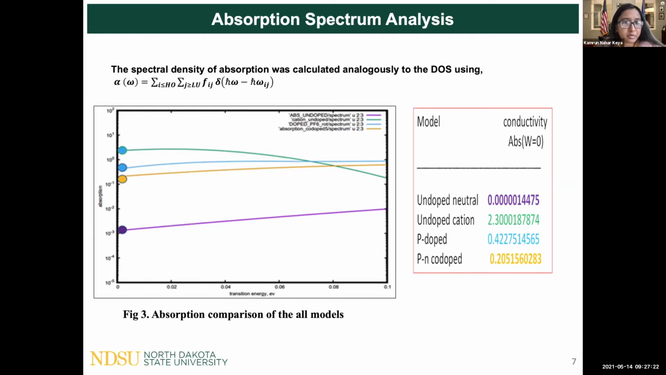Here we are showing the absorption spectrum analysis, where W is the frequency at the zero state. We already proved that the band gap in the cationic state is smaller, and a smaller band gap means more conductivity. Indeed, in the absorption spectrum it also shows more absorption at zero energy. Next slide.